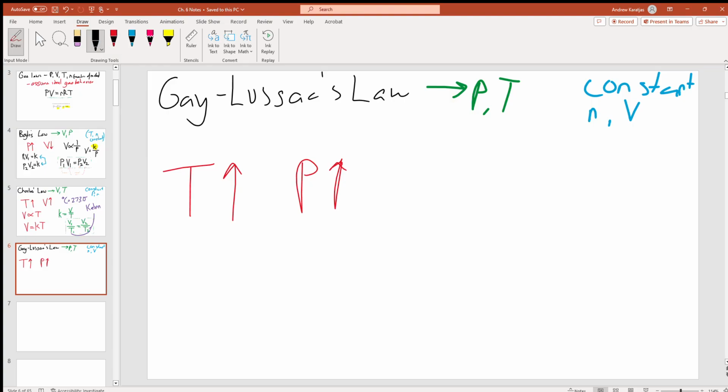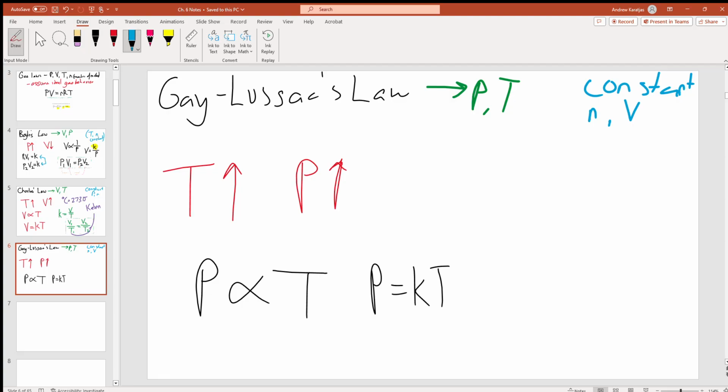But what we end up with here is that pressure is proportional to temperature, or that pressure is equal to K times T. Same thing as with Charles' law. We're going to rearrange, we're going to substitute, and then we get the form of this equation that we can use that gets rid of that constant. P1 over T1 equals P2 over T2. And that's the form of this equation that we will find that we use.